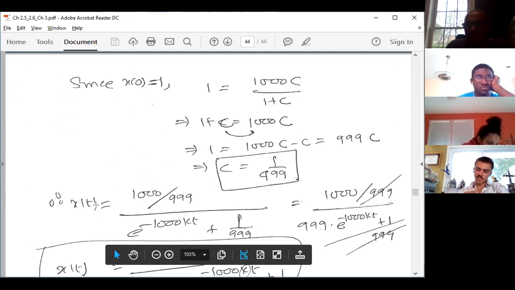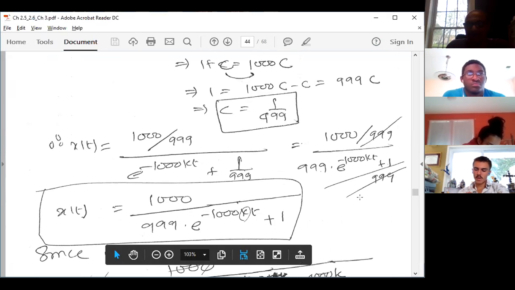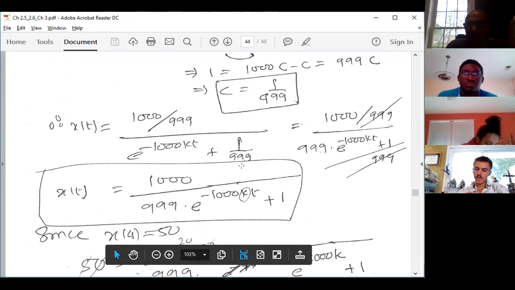If you take the LCM over here, 999, so 1000 divided by 999, e to the power this one plus 1, plus 1. And the common denominator gets cancelled out from the numerator and the denominator. So x(t) will appear in this form finally. So I found the value of C.